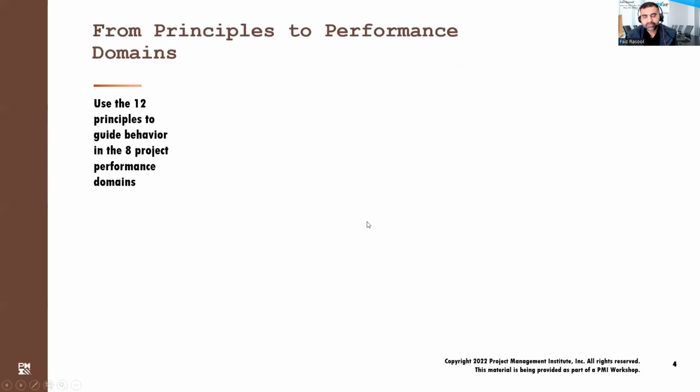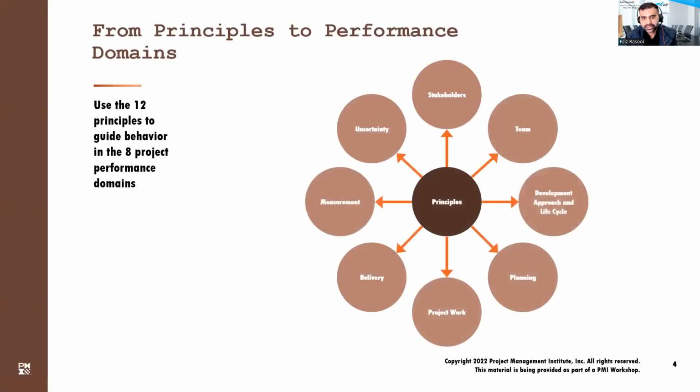When we talk about performance domains, these are the key domains that PMI published in their PM body of knowledge, version 7. And this current body of knowledge is different from their previous bodies of knowledge. Previous ones were based on processes. This body of knowledge is based on principles, in total 12 principles that lead to these 8 project performance domains. Basically, these are the capabilities of a project manager to effectively manage a project. Let's have a quick look at them and then move further.